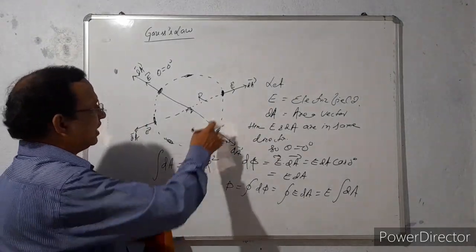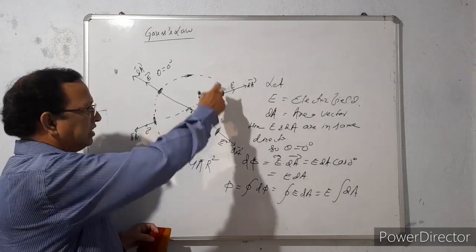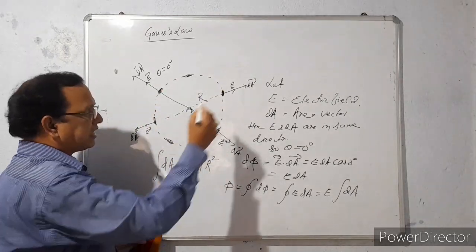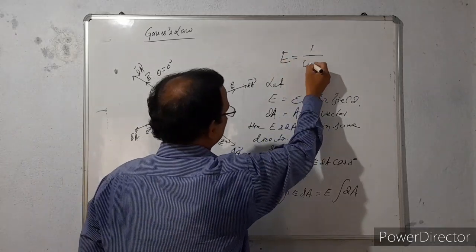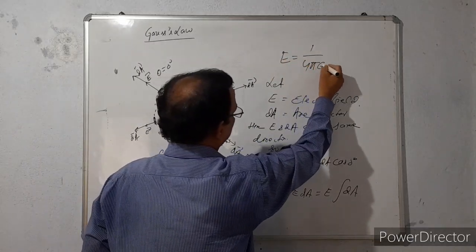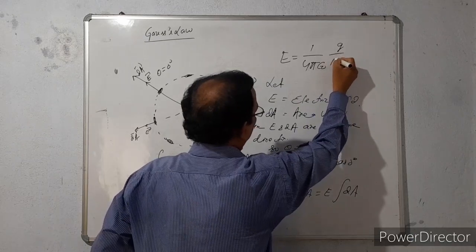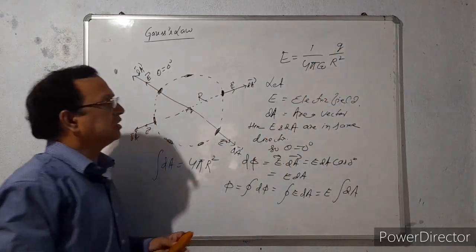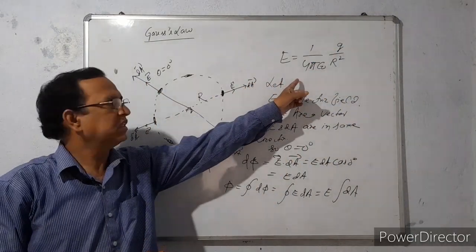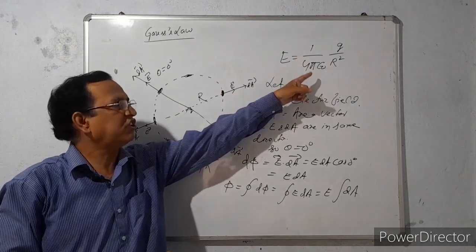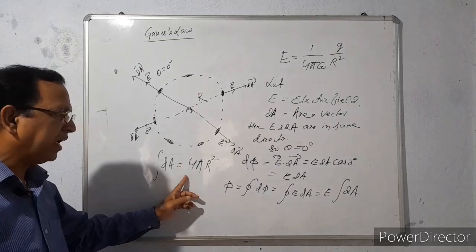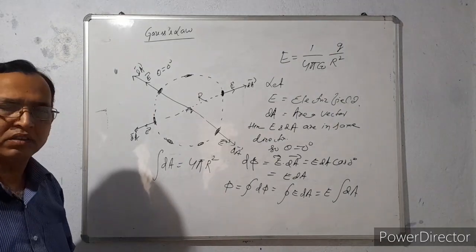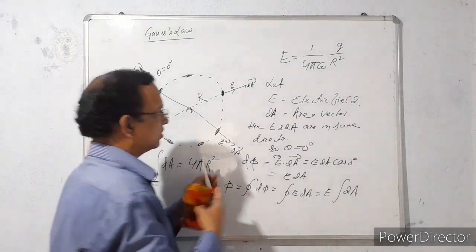So what is the electric field on this sphere? The electric field E is equal to 1 by 4 pi epsilon naught times q by r square. This is the electric field E. So we know E and the integration of dA. So what is your phi?